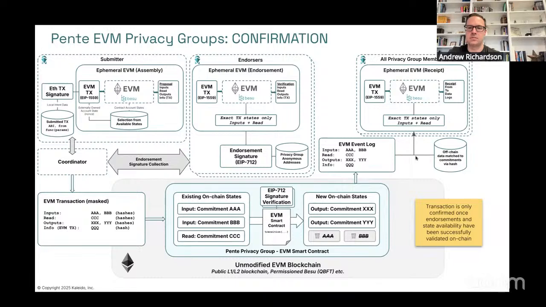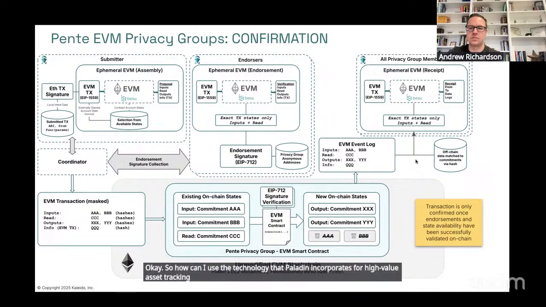So, how could I use the technology that Paladin incorporates for a high-value asset tracking process and logistics process, like containers in the SQL? Can it be used for incorporation of private networks since you use EVM? Very new to this particular topic. Thank you for your response.